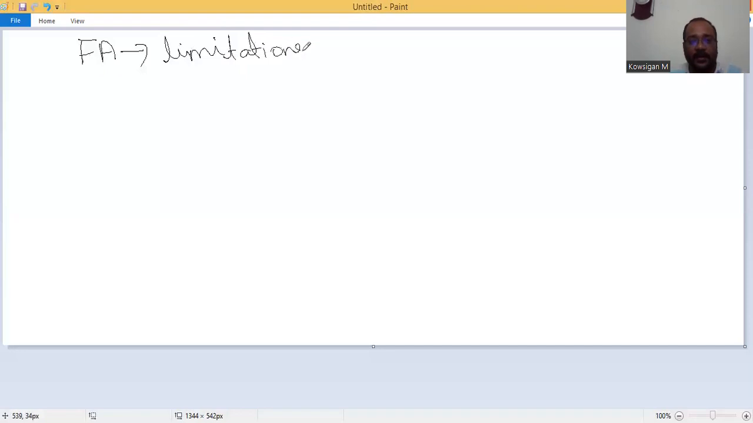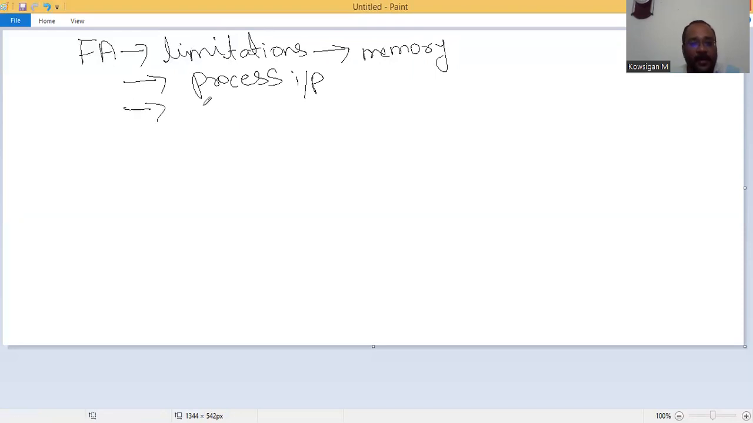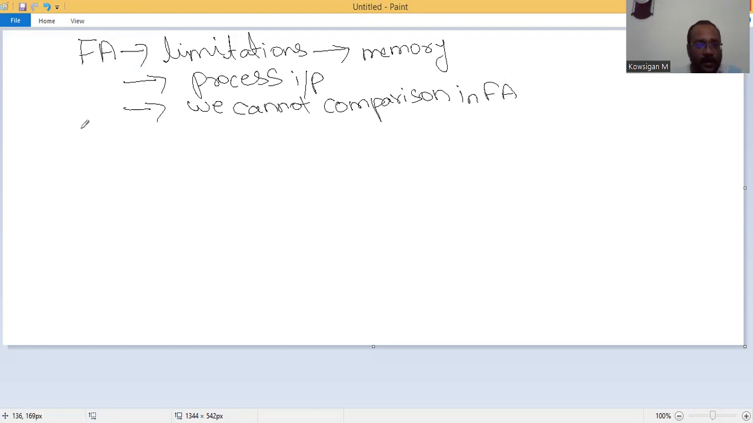One of the major limitations is memory. Finite automata doesn't have memory. It works only to process the input. We cannot perform any comparison operation in finite automata. These are some of the major limitations in finite automata. That's why we are going for push-down automata.